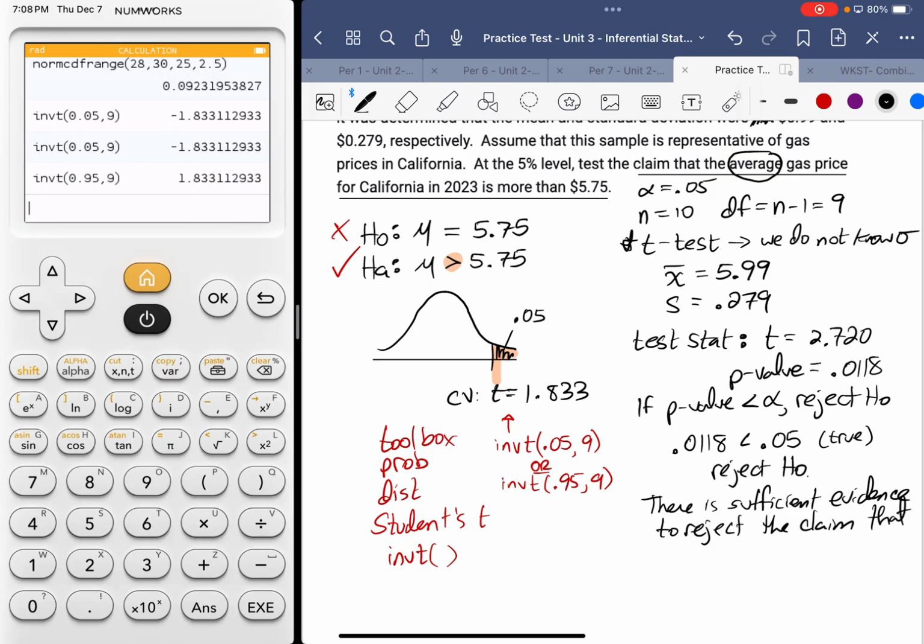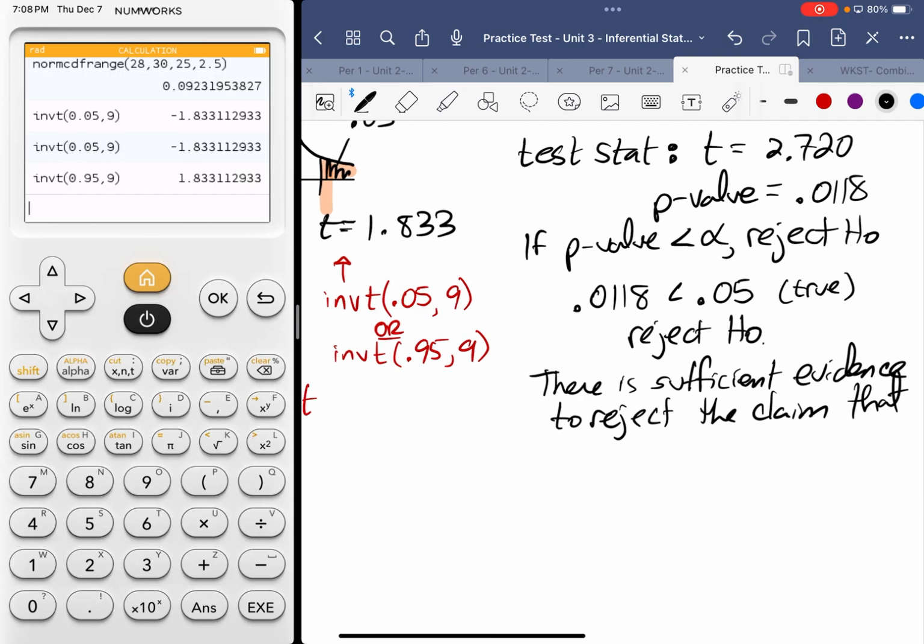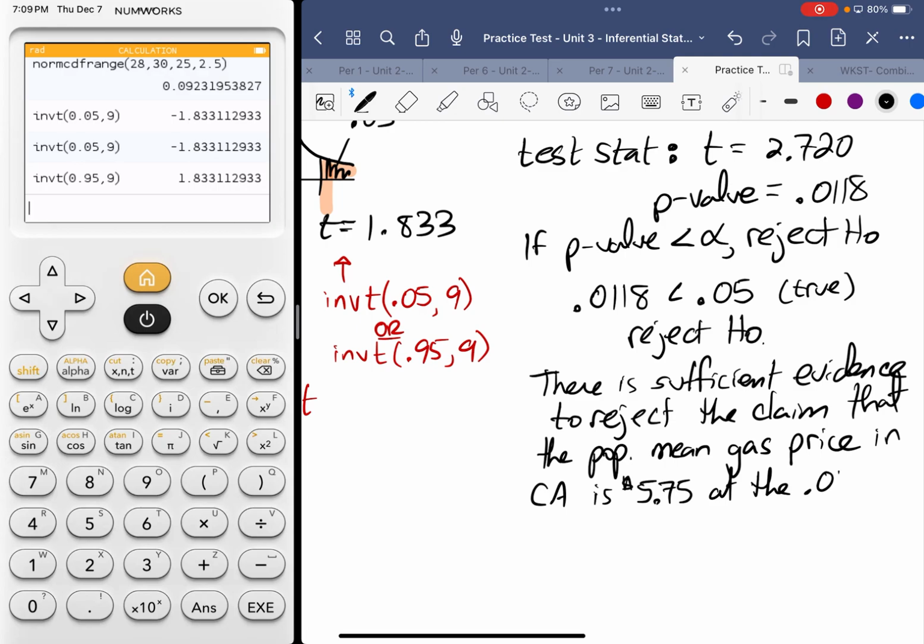that, and I mentioned last time that I'd give you the conclusion template that we were using in class, and that you just fill in the blanks, but here it's online, so it wasn't as easy to do. We state the null hypothesis in words. The null is that mu is equal to 5.75, and the mu represents the population mean gas price. So we would say sufficient evidence to reject the claim that the population mean gas price in California is $5.75 at the 0.05 significance level.